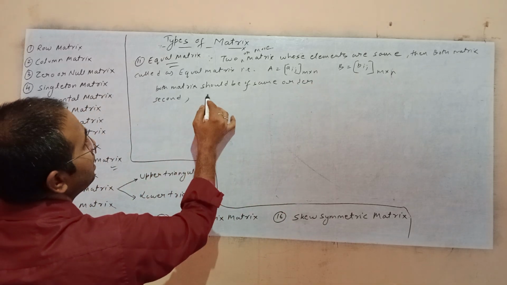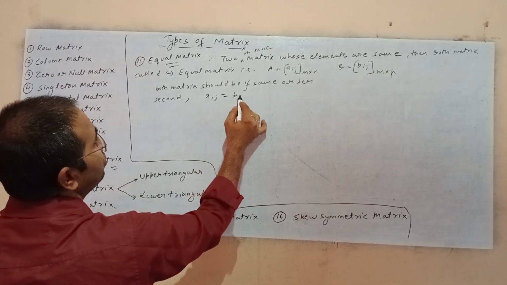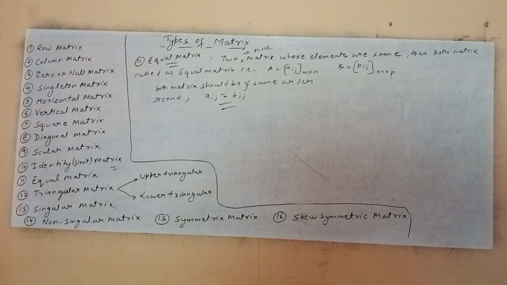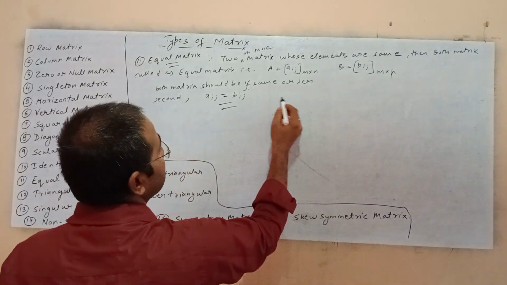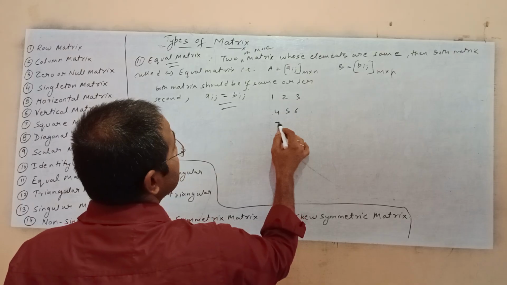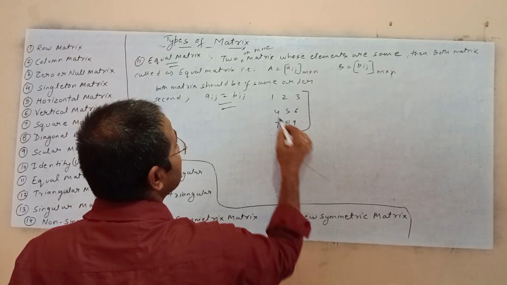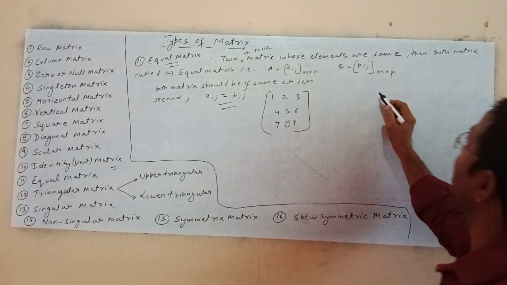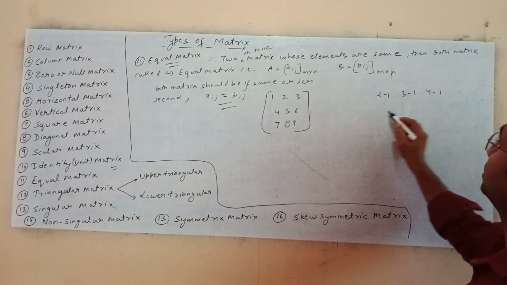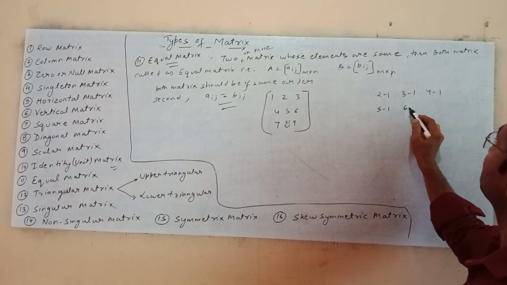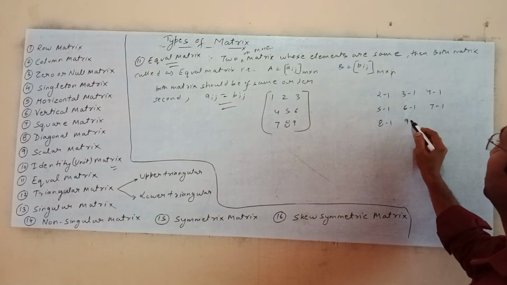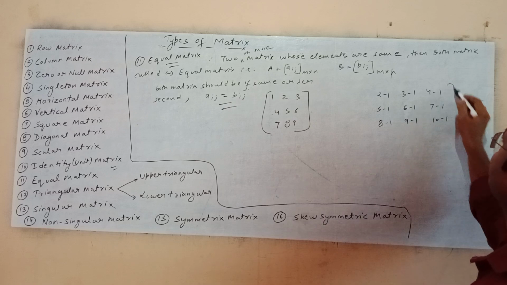Second is Aij should be equal to Bij. So this condition should be satisfied for the equal matrix. Suppose you are writing 1 2 3 4 5 6 7 8 9, and the next matrix is given: 2 minus 1, 3 minus 1, 4 minus 1, 5 minus 1, 6 minus 1, 7 minus 1, 8 minus 1, 9 minus 1, 10 minus 1. Suppose this matrix is given.